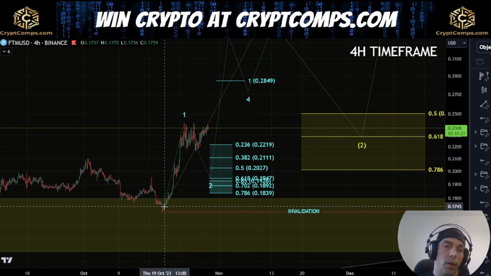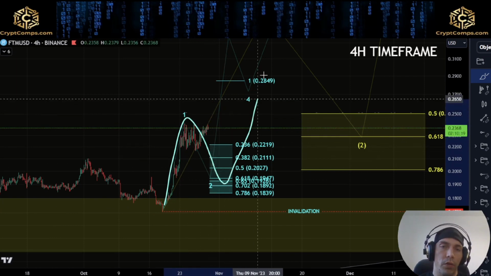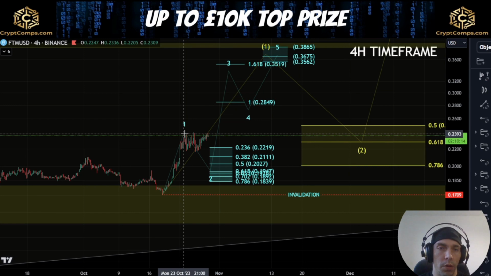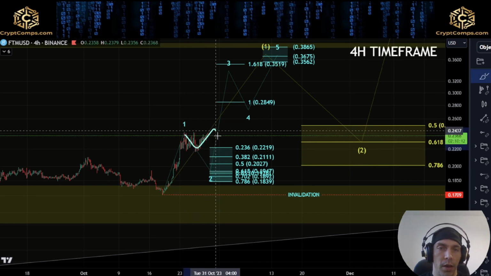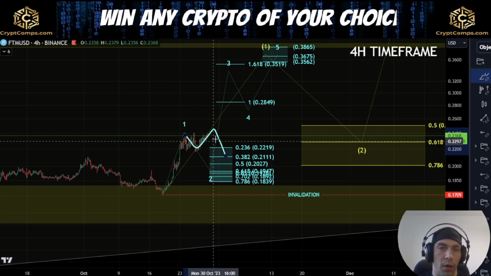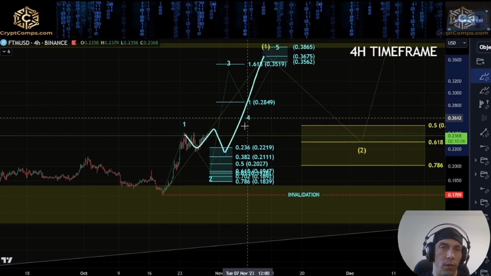Or alternatively, we could start to see something more impulsive developing here, where we see a move up towards the 1.618. So I'm going to be watching this to see how we react. If we do see price come back down here one more time, this could then align with this being a wave 2 completed and then seeing this wave 3.